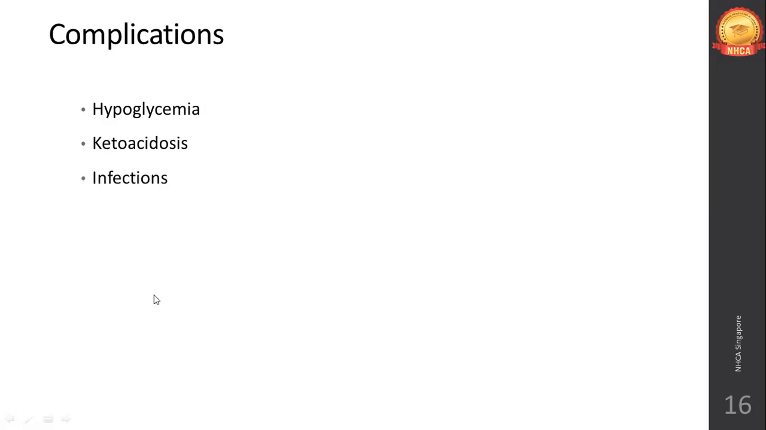Infections: prone to infections, cuts and wounds will heal very slowly. Immunity is affected, risk of neuropathy, ischemia, tuberculosis. Fat metabolism is happening because the body requires energy. Cells are not taking up glucose, so cells require energy in some way or the other. That's why the body will go into a state where fat metabolism is increased, and that's how you lose weight.